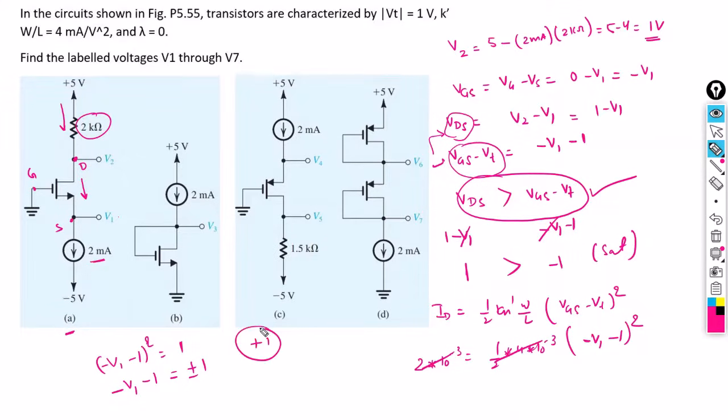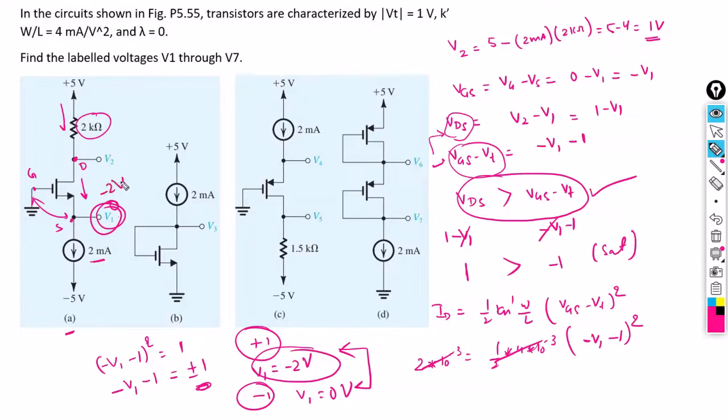So when we take plus 1, then we will get V1 as minus 2 volt, but when we take minus 1, V1 will be 0 volt. Out of these two values we have to select one. We can say that V1 cannot be 0, because if we select 0 then VGS will be 0 and the transistor will be in cutoff region. So there will be a contradiction of the on condition or the saturation condition. So we will select V1 as minus 2 volt. So the value at this terminal will be minus 2 volt, and V2 we have already calculated as 1 volt.